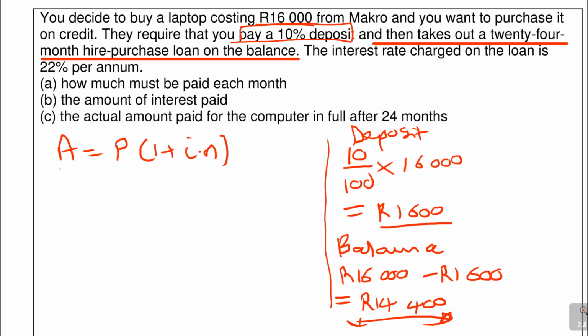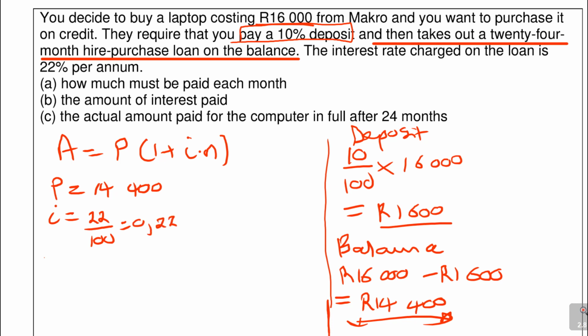So which means you come here now. This part is important. This is part of your marks. Then you come here and say, what is your principal? What are you borrowing? Remember, P is what you are starting at. You are borrowing 14,400. And then what is your interest rate? They say it is 22%. It's 22 over 100, which is 0.22.